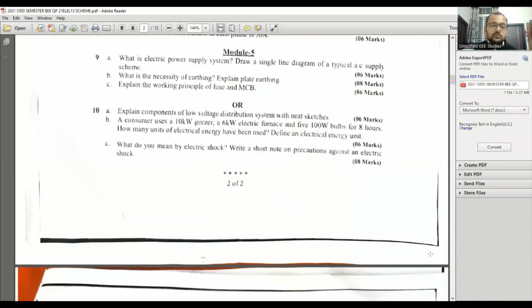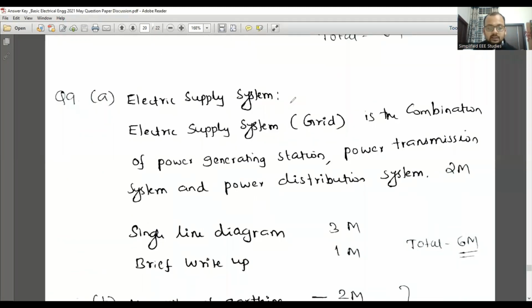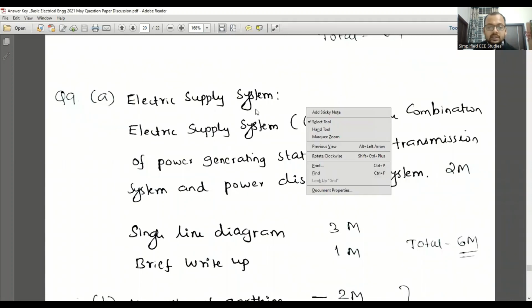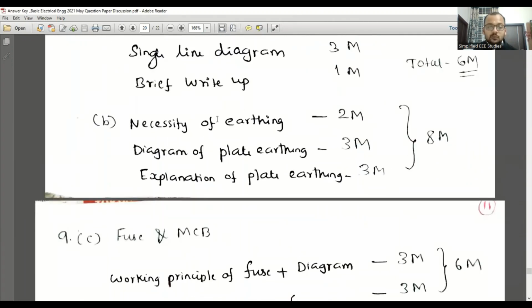Everybody can have an observation on 9B. What is the necessity of earthing? Explain plate earthing. You should know what earthing is, the fundamentals of earthing. Then you have to draw plate earthing, the pictorial representation of plate earthing. Let us see how to answer this. If you write the necessity of earthing, 2 marks will be allotted for that.